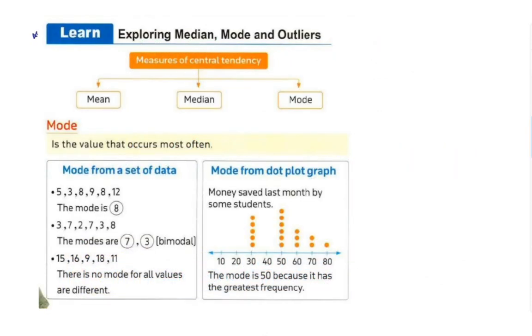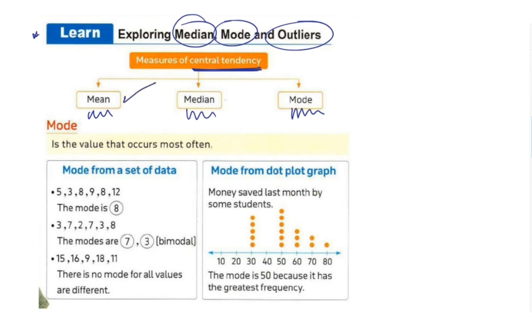Let's go. First we start with learning about median, mode and outliers. We have something called central tendency. In central tendency we have mean and median, and finally we have mode. We learned before how to find the mean or median, but mode is new for us. So what's mode? Mode is a value among some values that occurs most often.